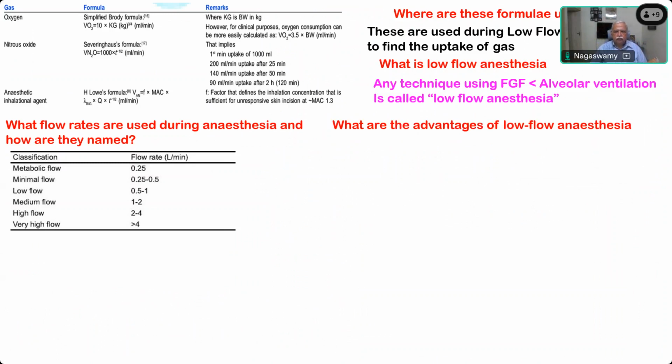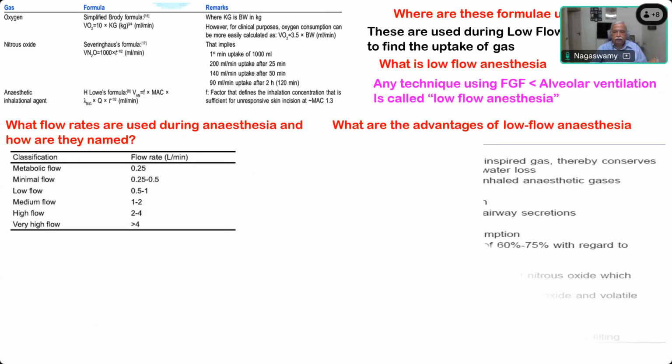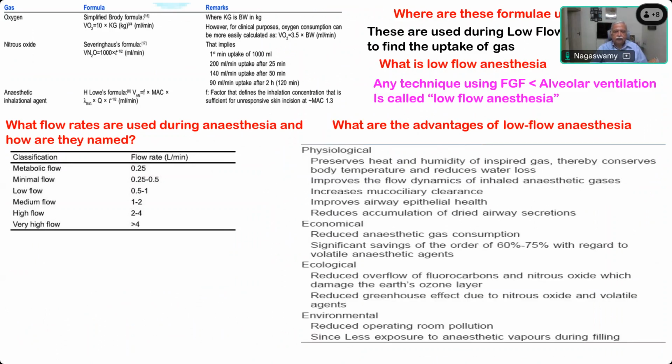What are the advantages of low flow anesthesia? Conservation of gases. Very good. Maintenance of humidity and temperature. Pollution will be less. Excellent. Very important environmental point. Global warming or pollution. Excellent. Okay. So it can be classified as physiological, economical, ecological, environmental. This is how we must classify.